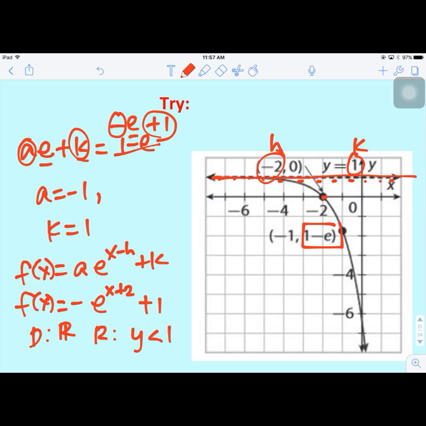And that would actually make sense for this graph because notice the graph is flipped. So instead of an exponential growth looking like this, it is flipped because of that negative in front. So that is the answer.